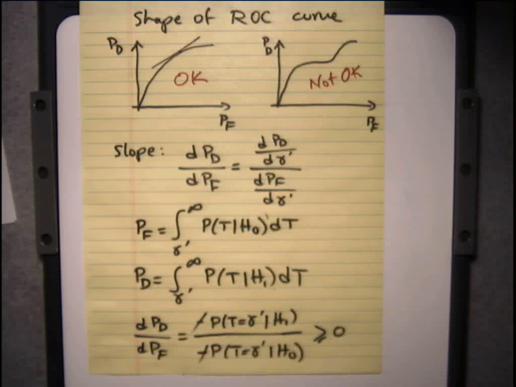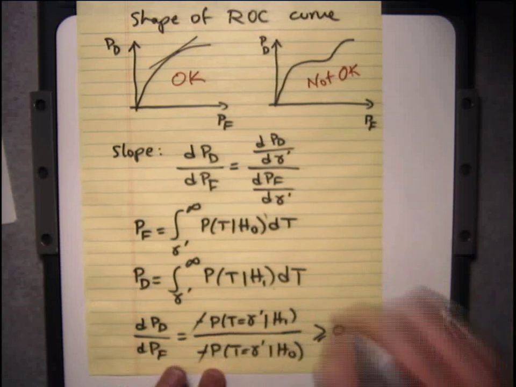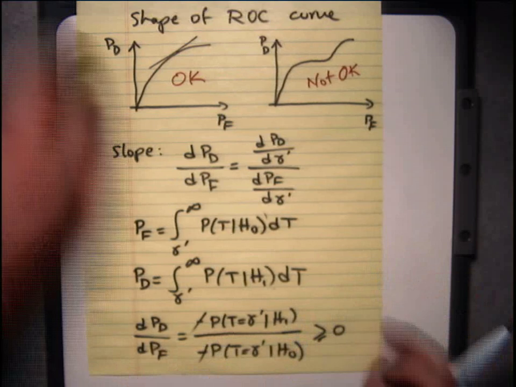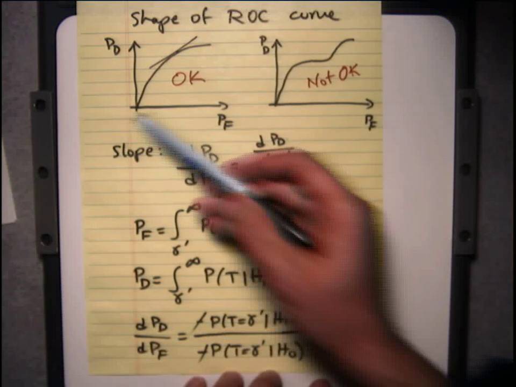Isn't the PDF of t equals γ' zero? I'm sorry, say that again? Isn't that PDF of t equals γ', regardless if it's H1 or H0, doesn't that PDF equal 0? No. Why not? Because I'm just evaluating the PDF for a particular value. I'm not looking at the probability. This is not a probability. This is the PDF. So you can plot the PDF and then look at the value of the PDF at a particular point. So the point I'm trying to show you is that the slope is always positive, so it's got to look like this.